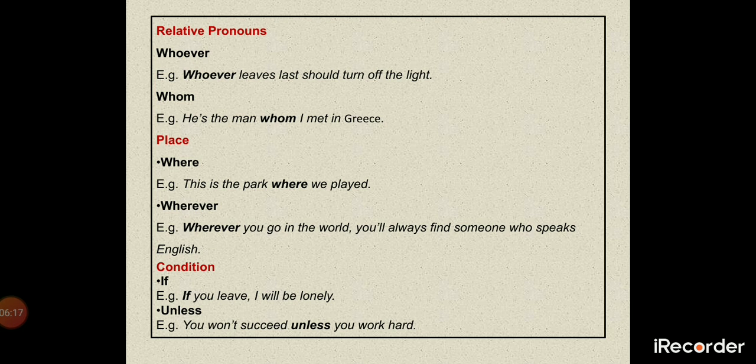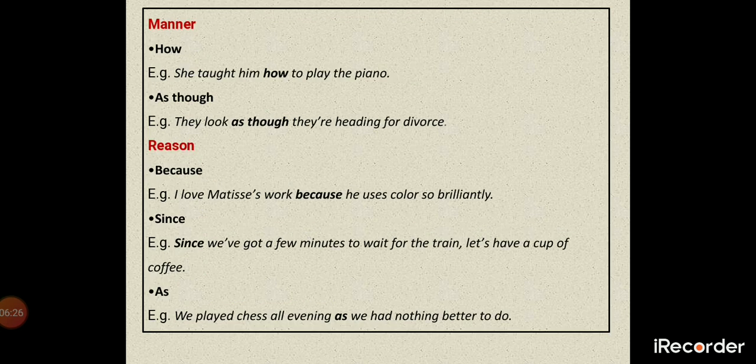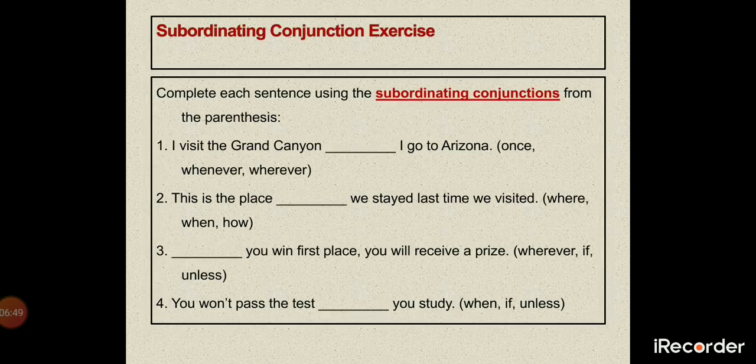To tell us about the condition, the subordinating conjunctions that we can use are if and unless. To talk about the manner, we can use the subordinating conjunctions how, as, though. To illustrate the reason, we can use because, since, as. So these are a few examples to help you understand the use of subordinating conjunctions and the purposes they are used for.